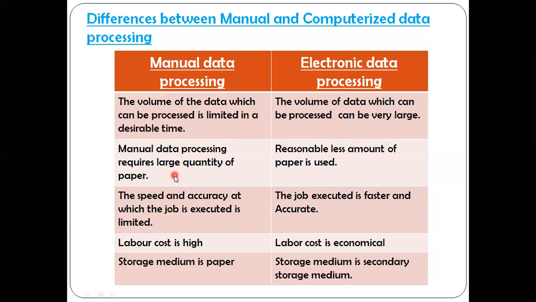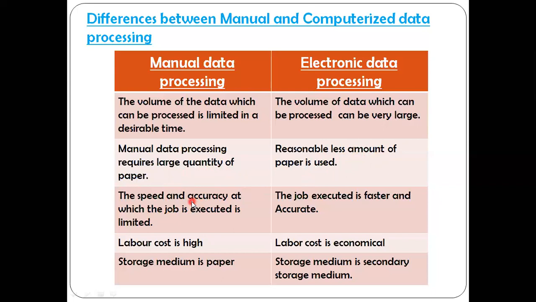Now, coming back to the second point in manual data processing. Manual data processing requires a large quantity of paper. Why do we need a large quantity of paper? Because we don't have computers. Everything is maintained on paper and pen, in large ledgers and notebooks. That is why it requires a large quantity of paper. In electronic data processing, a reasonably small amount of paper is used. Very limited paper is used compared to manual.